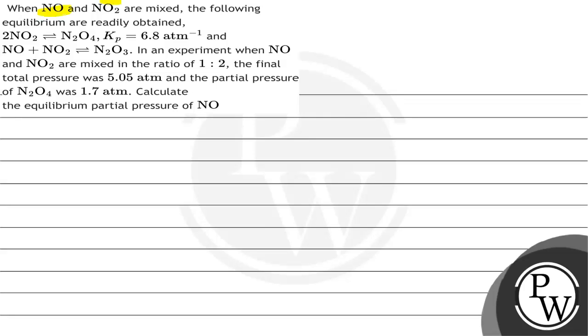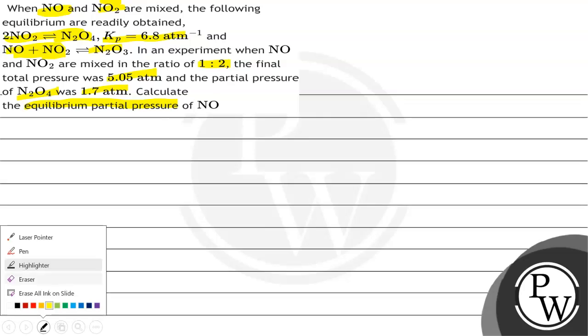When NO and NO2 are mixed, the following equilibria are readily obtained. 2NO2 is in equilibrium with N2O4, the Kp is 6.8, and NO plus NO2 is in equilibrium with N2O3. In an experiment when NO and NO2 are mixed in the ratio of 1:2, the final total pressure was 5.05 atm and the partial pressure of N2O4 was 1.7 atm. Calculate the equilibrium partial pressure of NO.